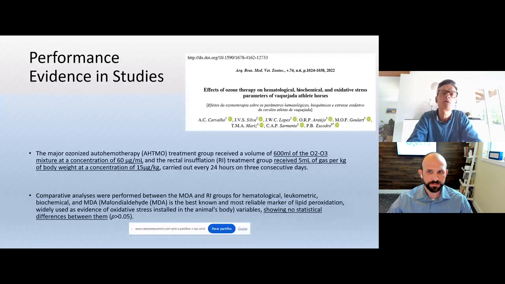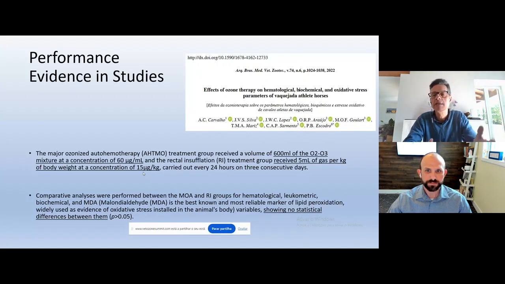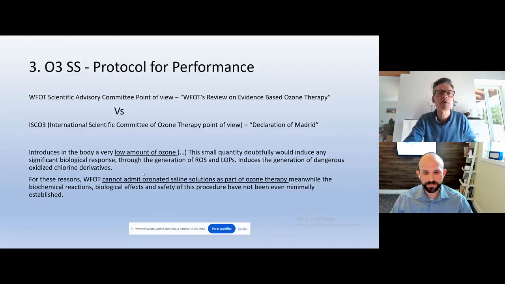was given. So in a horse of 500 kilos, we have 7,500 micrograms against 36,000 micrograms of major autohematotherapy. So this study doesn't follow the rule of the German ozone school, which defines a threefold augmentation of the rectal insufflation. Nevertheless, this study showed no statistical difference between the two methods, which I think it's amazing. And of course, like every time, further studies are necessary.